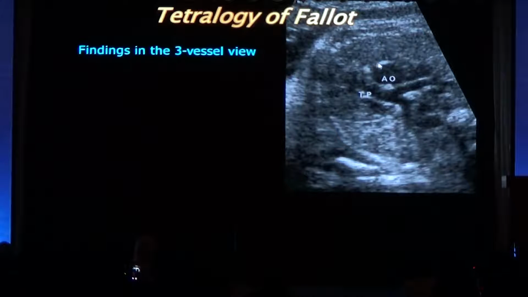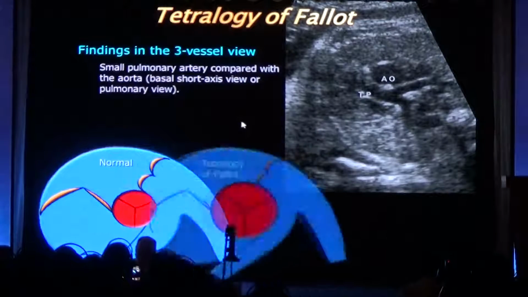Here, what you see in the three-vessel view is very typical. You see an aorta that is larger than the pulmonary, and you see an aorta that is bulging in front of the line between the pulmonary and the superior vena cava. This is a good trick. And remember, when you do the three-vessel view, look to see whether the thymus is present. If the thymus is not present, you have the DiGeorge syndrome and the microdeletion 22q11.